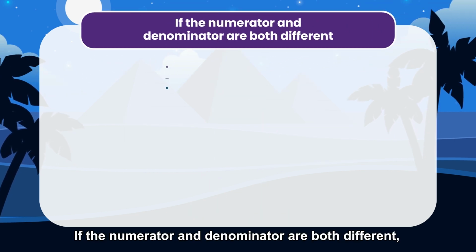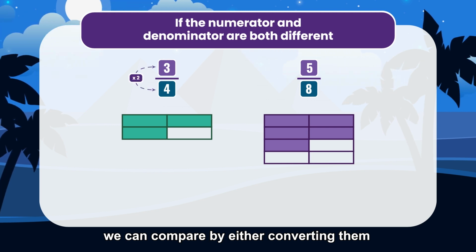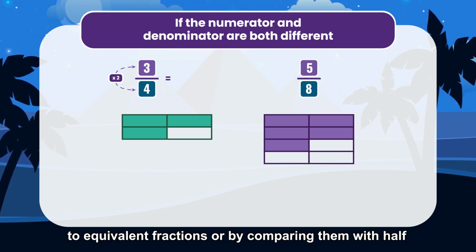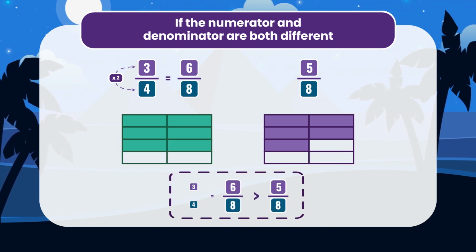If the numerator and denominator are both different, we can compare by either converting them to equivalent fractions or by comparing them with half.